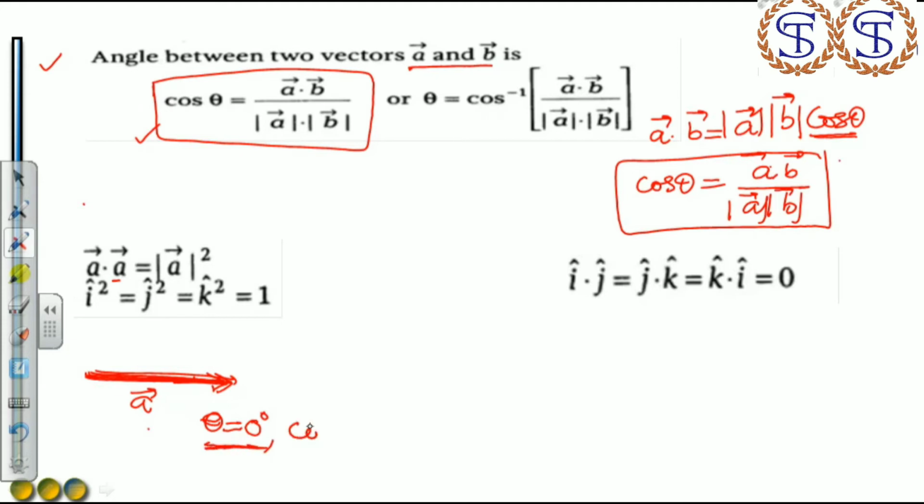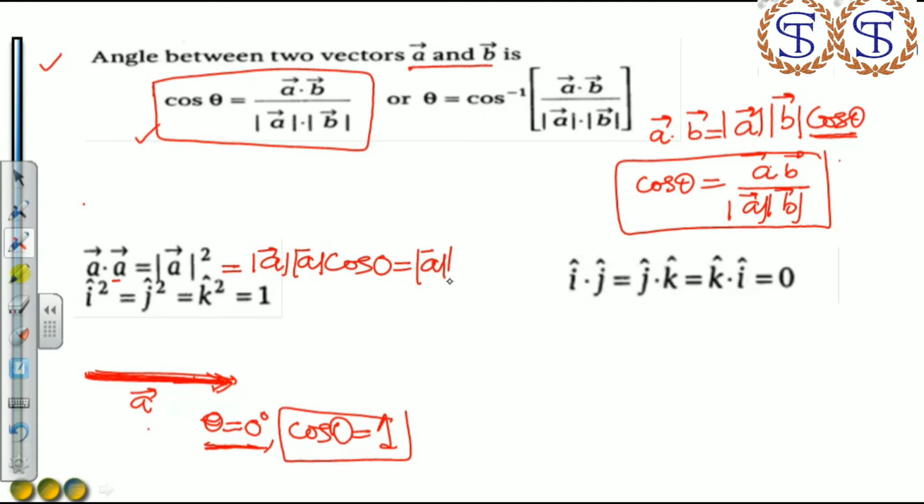And now what is theta? Theta is 0, and what is cos 0? It is 1. Cos 0 is 1. Now what is A dot A? We know that A dot A means modulus of A, again modulus of A, and cos of the angle between the two vectors, that is cos 0. Cos 0 is 1. So now it becomes modulus of A and then modulus of A again. It becomes modulus of A square. So A dot A is always modulus of A square.